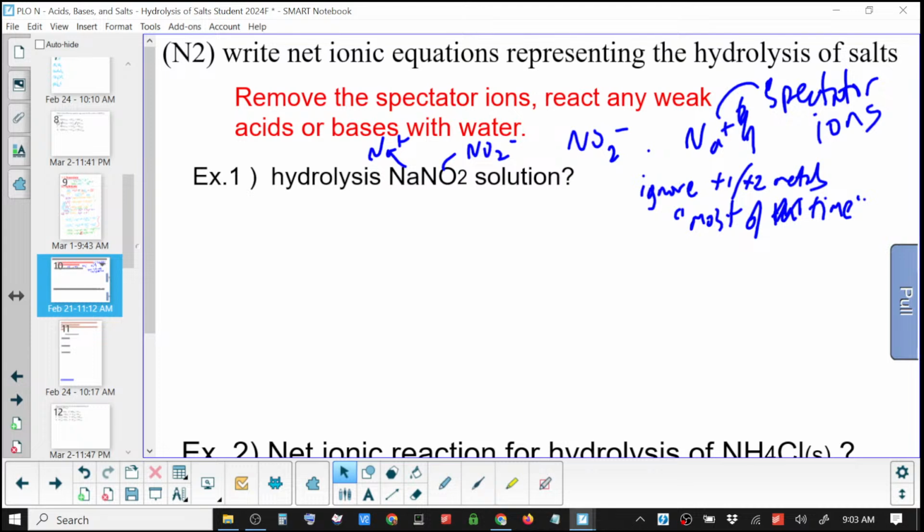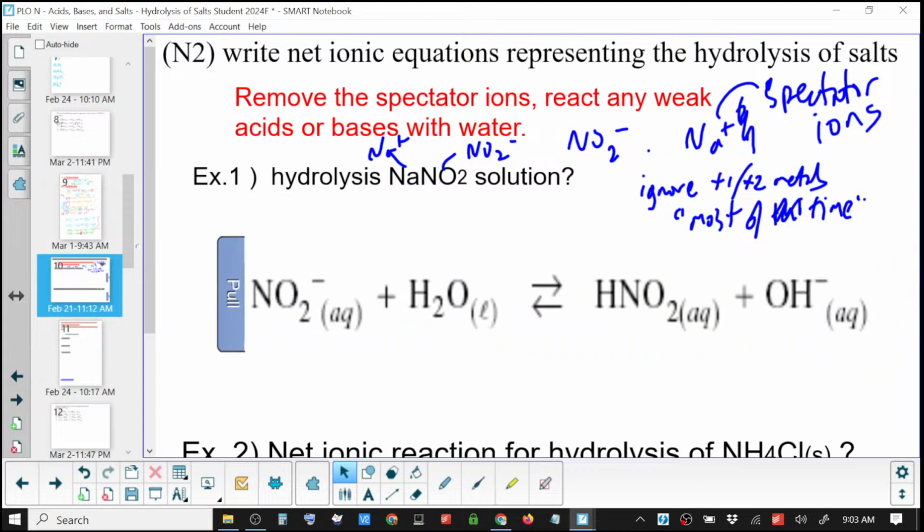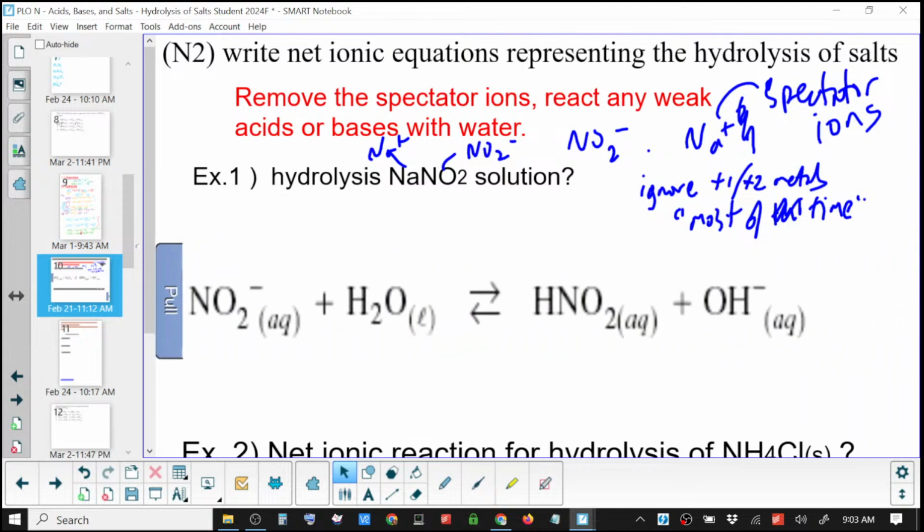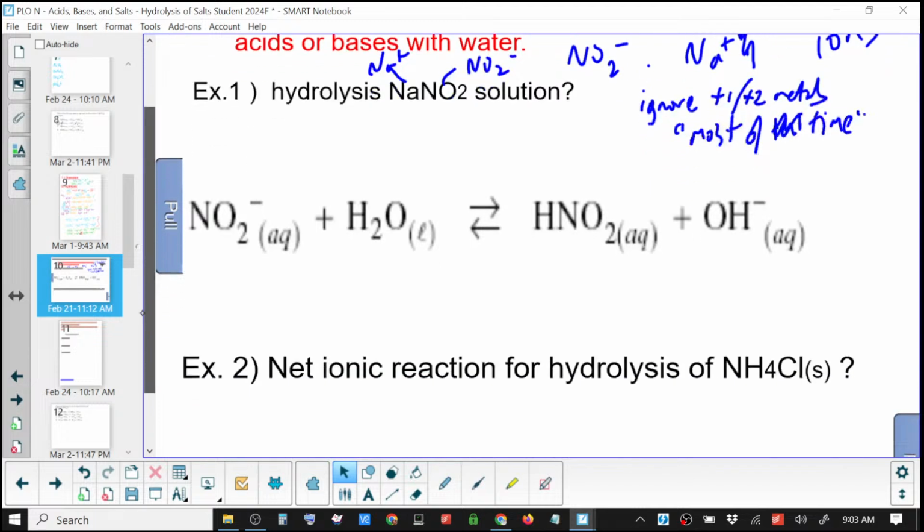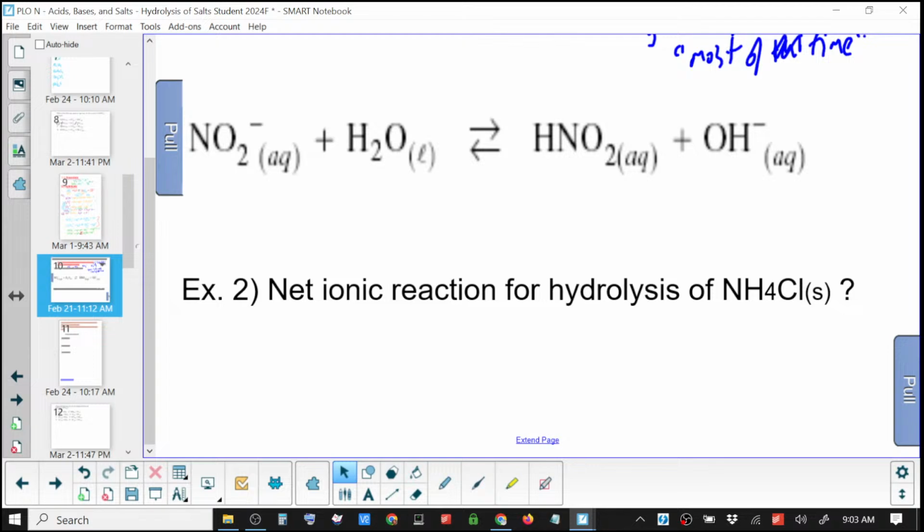Everybody got it? I don't want to pull out the reveal too soon. So you should have something like that. Good. Do it for this one. Identify the spectator ion first, and I want to know why it's a spectator ion.